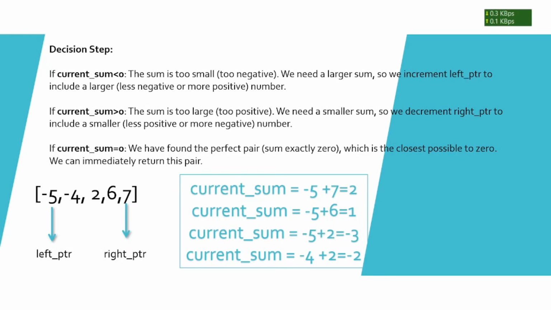We move to 2. Now it is minus 3, which is lesser than 0. So we need something bigger. So we move the left pointer to the next position, that is minus 4, and so we get minus 2. And it is going to go ahead in a similar manner.